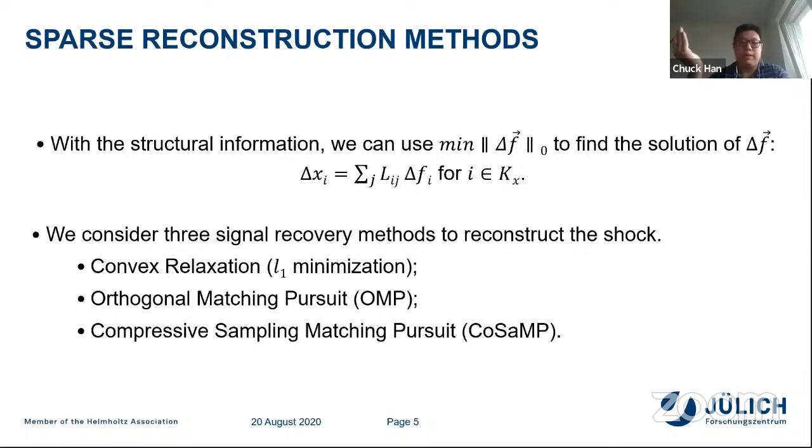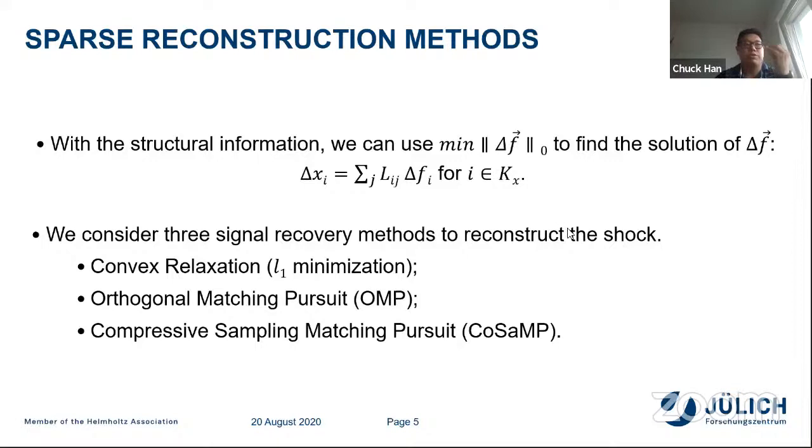This question basically comes down to using the structural information of delta F to reconstruct the signal. What we can do is minimize the number of non-zero elements in delta F, also known as the zero norm of delta F. So we can find a solution that satisfies this equation on top here.